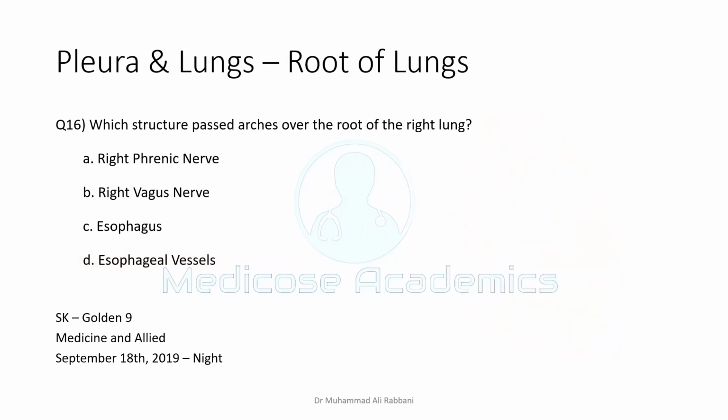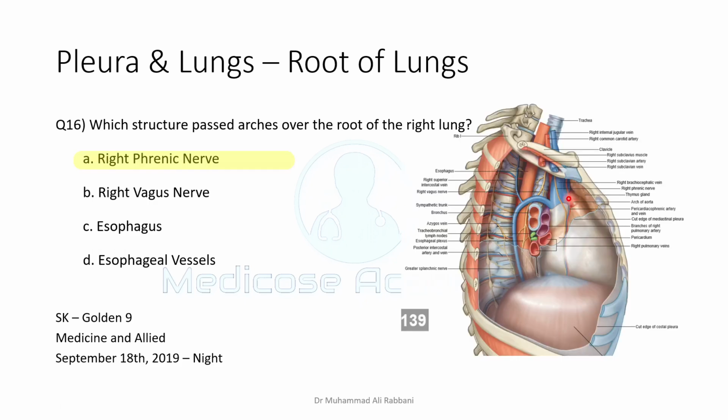Which structure arches over the root of the lung? Again, same question that was in the previous one. The correct answer should have been the azygos vein. But the interesting thing is that here the options did not have it: right phrenic, right vagus, esophagus, and esophageal. Okay, this is the question.